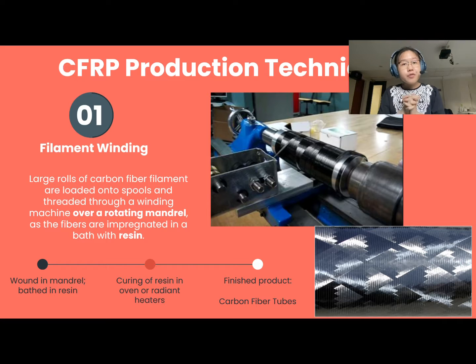The first production technique is known as filament winding, and this can be likened to weaving. This involves getting a thread and then winding it over a rotating mandrel and then impregnating the fibers in a bath of resin. And this resin later will be cured in radiant heat or an oven, and then once extracted, they form a hollow product known as carbon fiber tubes that exhibit the pattern as shown there in the picture.